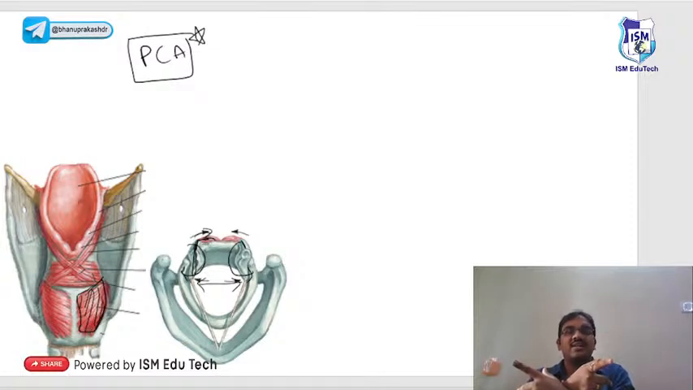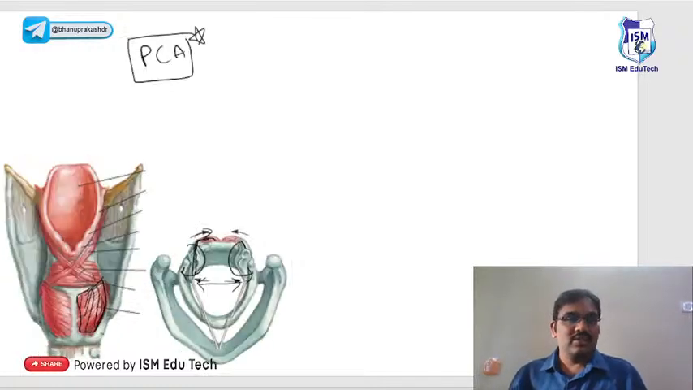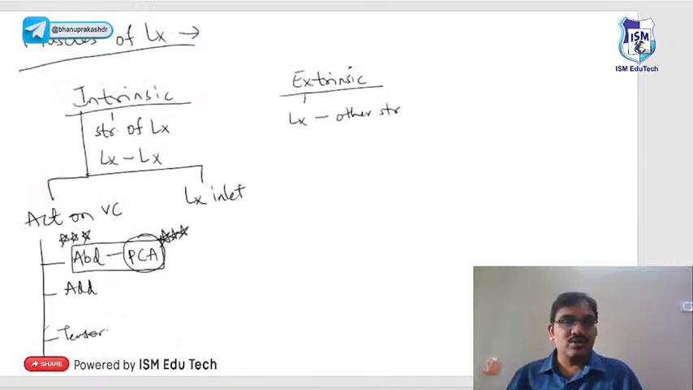Another muscle is there, called the lateral cricoarytenoid, that will pull the muscular process like this. So then what happens? Both the vocal cords will come nearby. That will close the airway. That is the adduction movement. That is called the lateral cricoarytenoid. So the lateral cricoarytenoid is the adductor of the vocal cord.